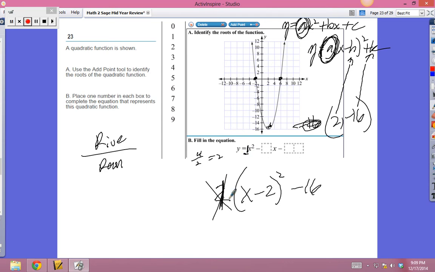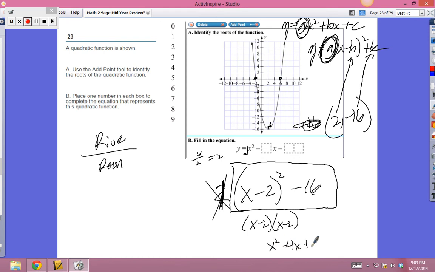So if I know my A is 1, then this is the formula right here. But they don't want the formula in transformation form. They want it in standard form. So let's just clean it up. (x minus 2) squared is x minus 2 times x minus 2. That's going to be x squared minus 4x plus 4 minus 16. So now these two are like terms, they can play together. So you got x squared minus 4x minus 12.